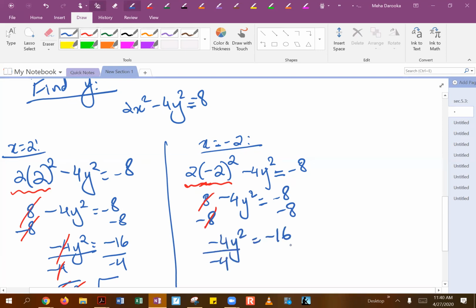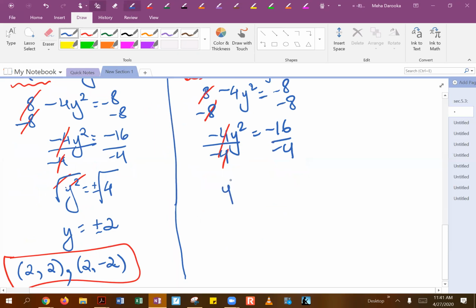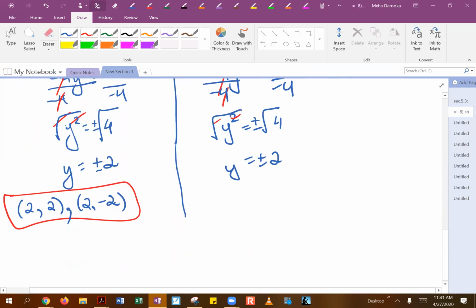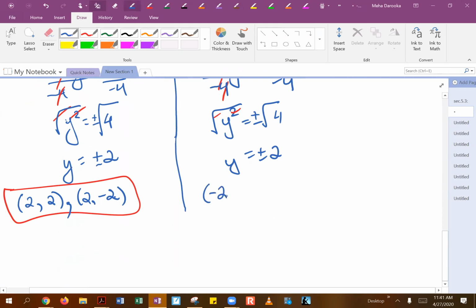Again, divide both sides by negative 4. And we end up getting y squared equals positive 4. Take a square root on both sides. And of course, you will end up getting y equals plus or minus 2. But this time, we were using our x value as negative 2. So you are looking at negative 2 and 2, and negative 2 and negative 2.